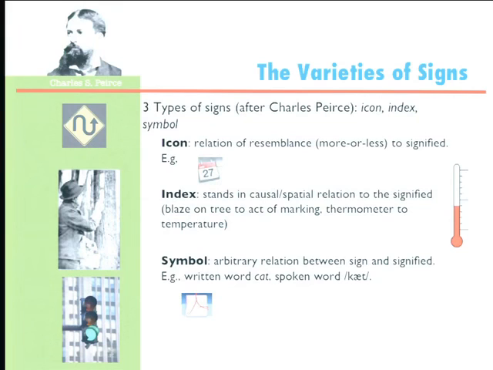An index is a sign that stands in a causal relationship, let's say, or a spatial relationship to the thing you're signifying. When I go through the forest blazing a trail, the expression to blaze a trail, literally a blaze is to paint something or carve something on the side of a tree. What does that blaze say? Well, it says that I've been there. Somebody's been there and made the mark.